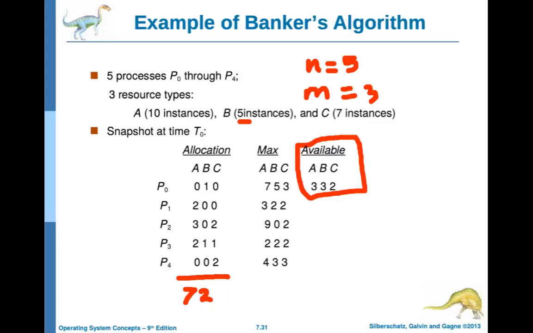Similarly, for resource type C, allocation is 2 plus 1 plus 2. So process P2 is assigned 2 instances, P4 2 instances, and P3 1 instance. So the total is 5. 5 plus 2 available, total is 7. Is that okay? Please post it on chat.